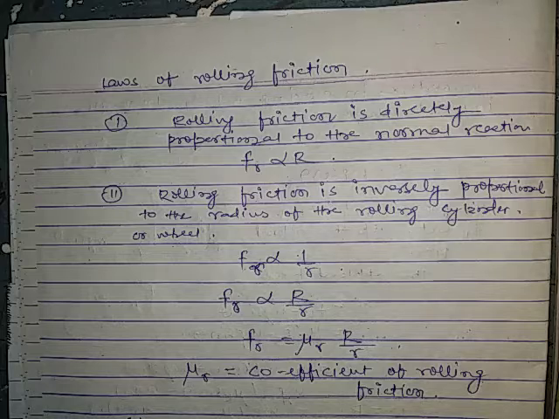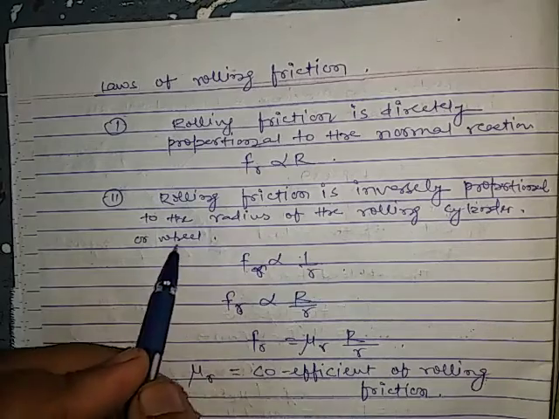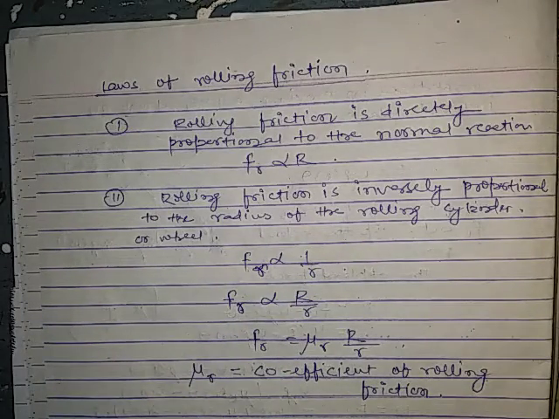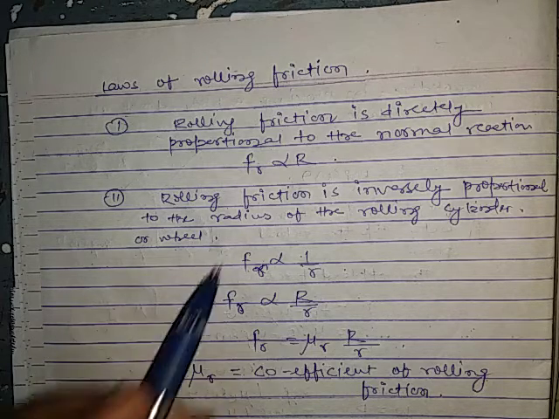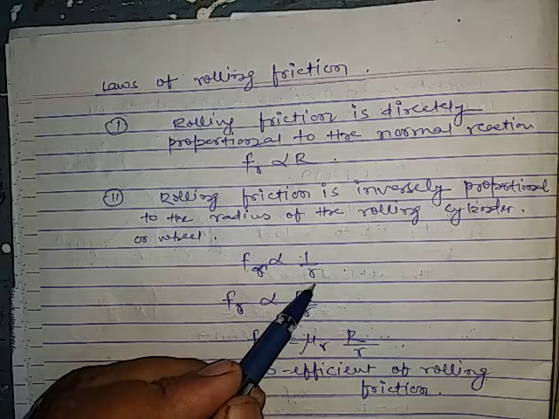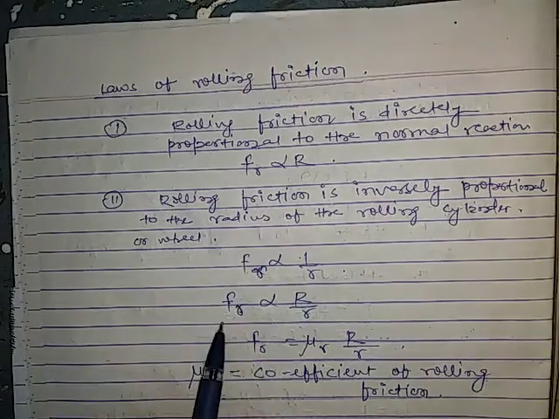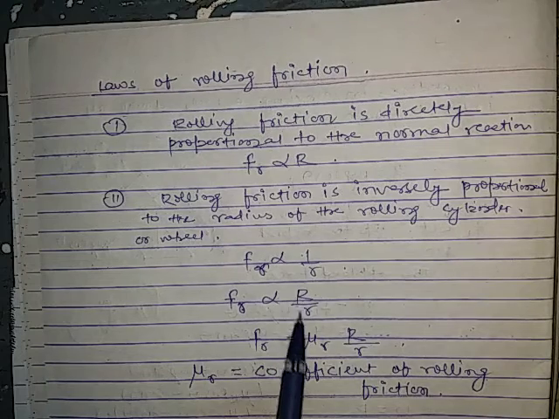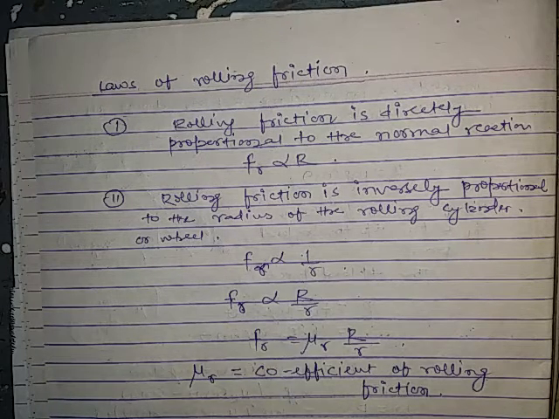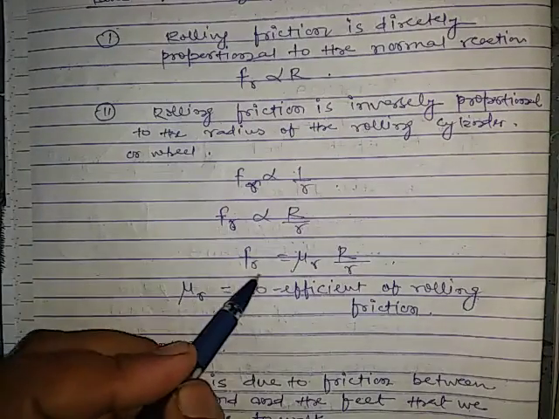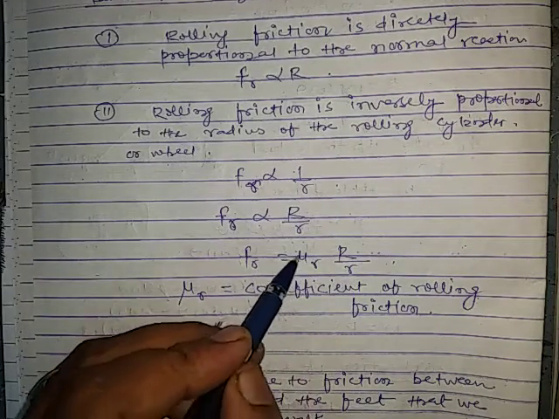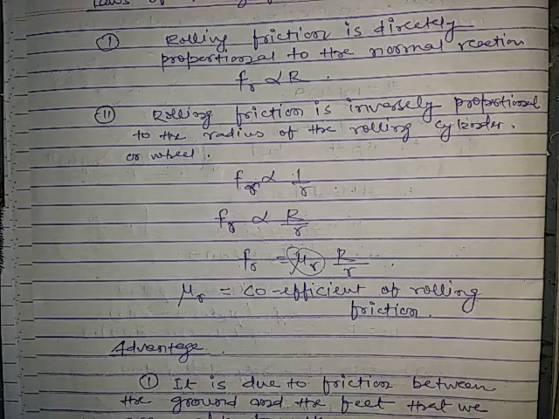The second law states that rolling friction is inversely proportional to the radius of the rolling cylinder or wheel. So Fr is proportional to 1 by r. Combining both, Fr is directly proportional to R and inversely proportional to small r, where small r is the radius of the rolling cylinder or wheel, or Fr is equal to mu r R by r, where mu r is called the coefficient of rolling friction.